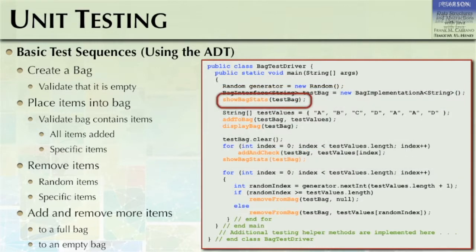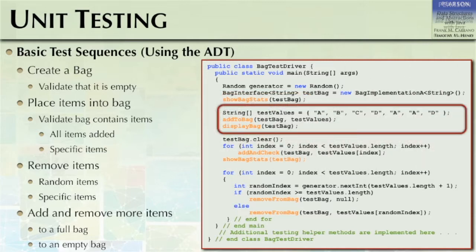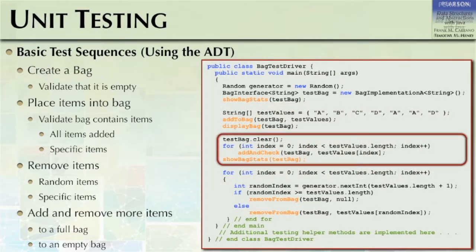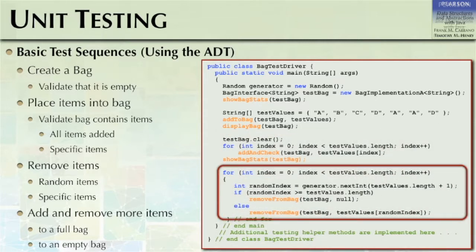After creating the bag, we check to make sure it's empty and display its status. We then add values to the bag and display the items to ensure they were added correctly. Then the bag is emptied, or cleared, and we add items and check each one after we add it. Following that, the status of the entire bag collection is checked again. With several items still in the bag, the remove methods are tested. Either a random item is removed or a specific item is removed. If a specific item is removed, it must be checked to validate the correct item was removed.